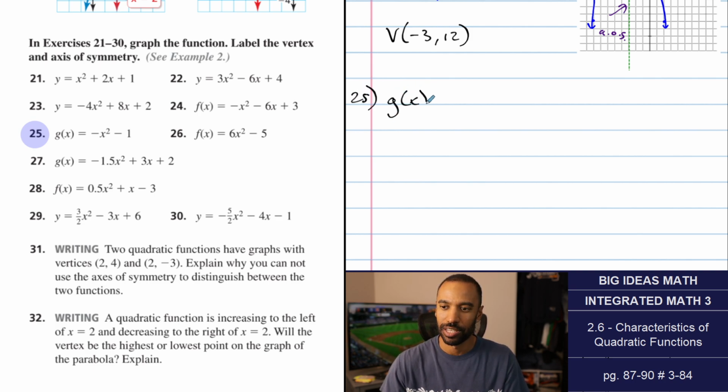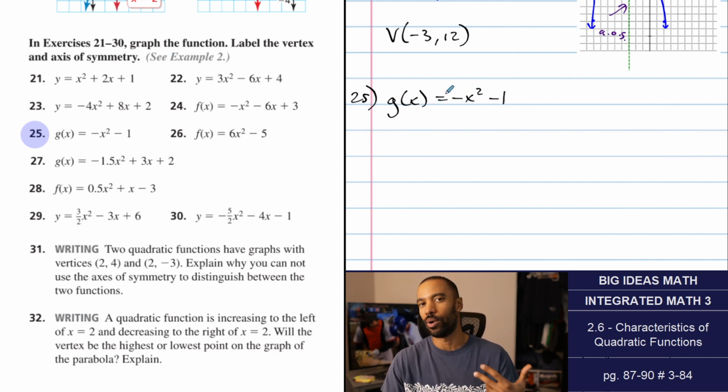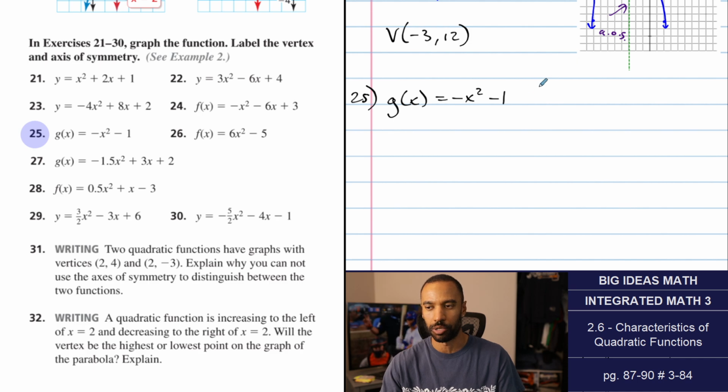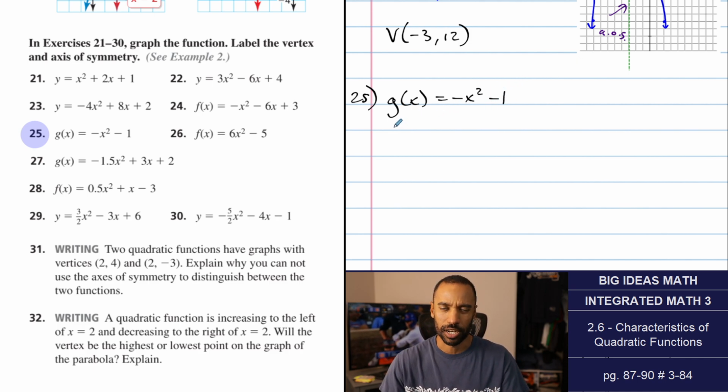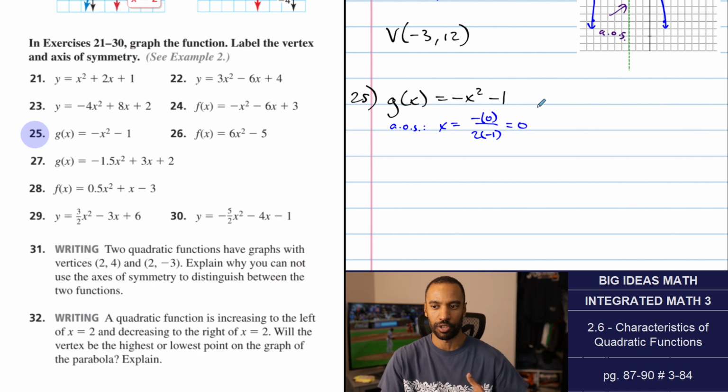G of x equals negative x squared minus 1. Interested to see if you know what the x value of the axis of symmetry should be on this one. First of all, y-intercept. I'll leave that this time because it's going to have to do with vertex. Axis of symmetry is at x equals negative b over 2a. Well, b is 0, right? So you're going to get 0 for your x value for axis of symmetry.